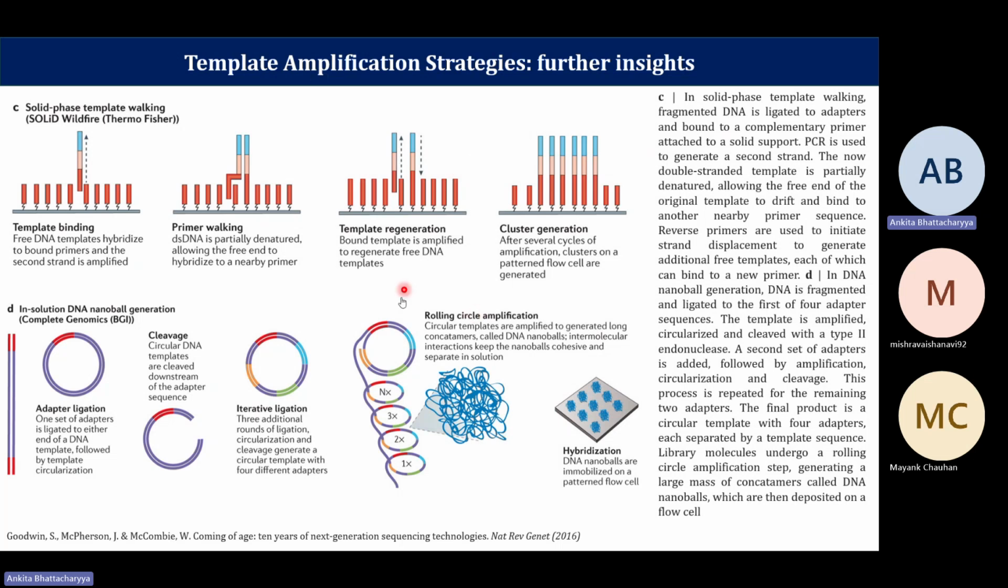Then the fourth strategy, which you will more commonly find for long read sequencing, is an in-solution DNA nanoball generation, which is taken care of by companies like BGI and Complete Genomics. So there you have your template bound to adapters. Then one set of adapters is ligated to either end, followed by circularization of the template to generate the covalently closed DNA molecule. Then circular DNA templates are cleaved downstream of the adapter sequence. And after cleavage, what is done is you add another round of adapter, again recircularize it.